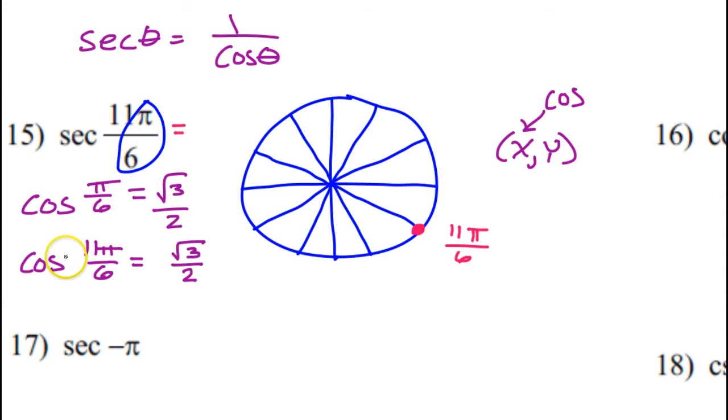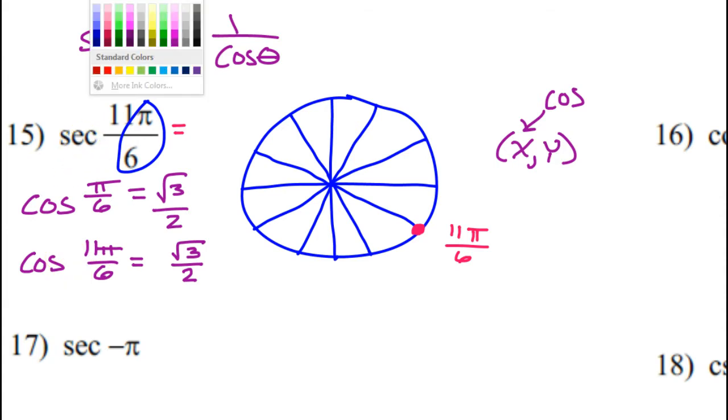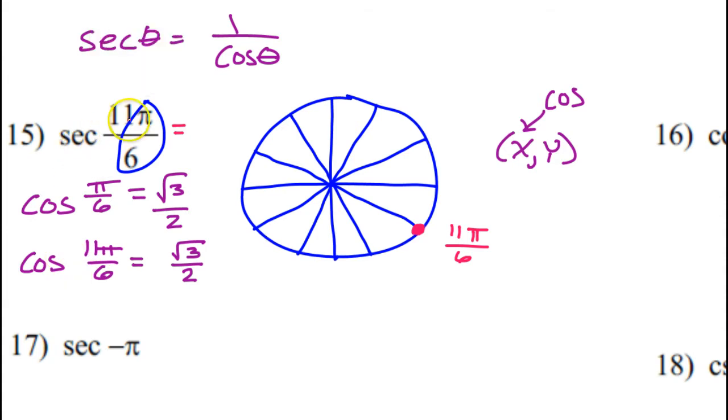And finally, now we're ready to say the final answer. What is the secant of 11 pi over 6? Well, the secant is just the reciprocal of cosine. So if cosine of 11 pi over 6 is radical 3 over 2, then the secant should be 2 over radical 3. All right, I just did the reciprocal. You could also rationalize the denominator, and that would become 2 radical 3 over 3. But for me, you can just leave it like this.